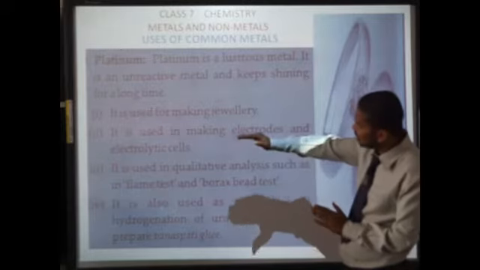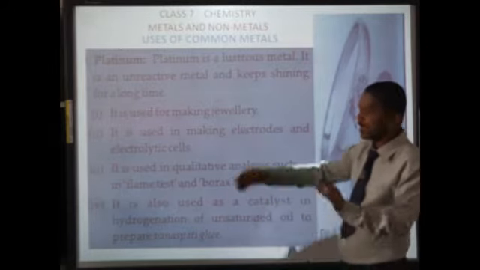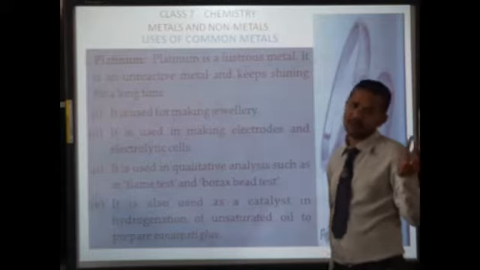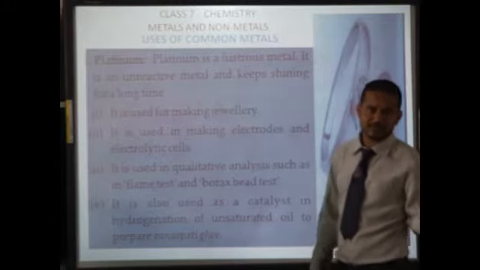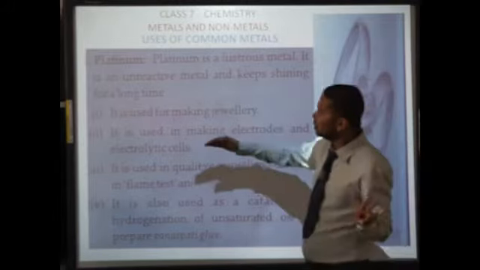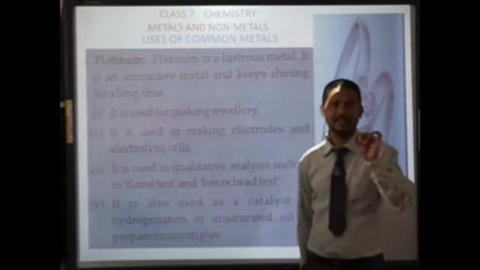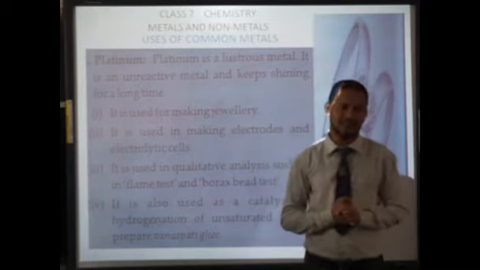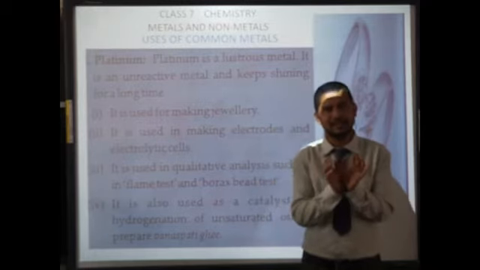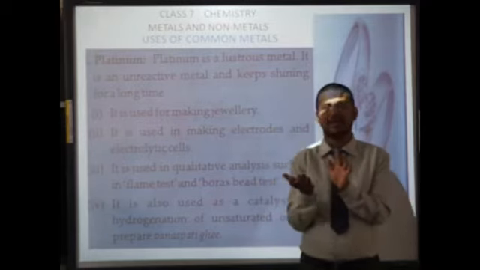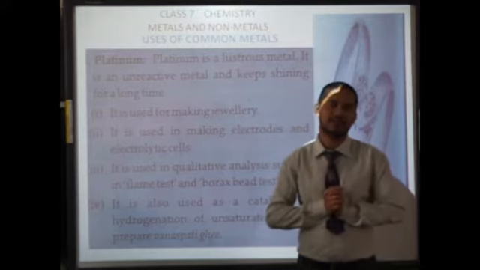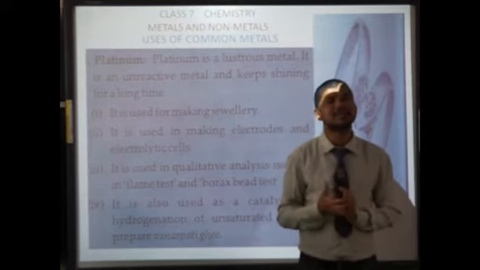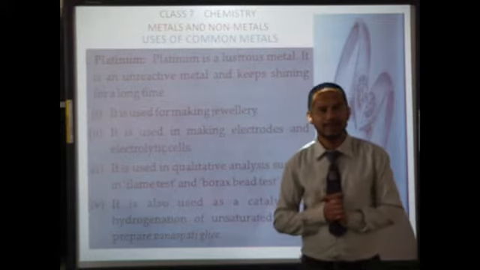And these electrolytic cells can have two meanings. One is a vessel in which electrolysis is done, and here electrolytic cell means a cell, that is, a device that converts chemical energy into electrical energy. So platinum cells can be made.